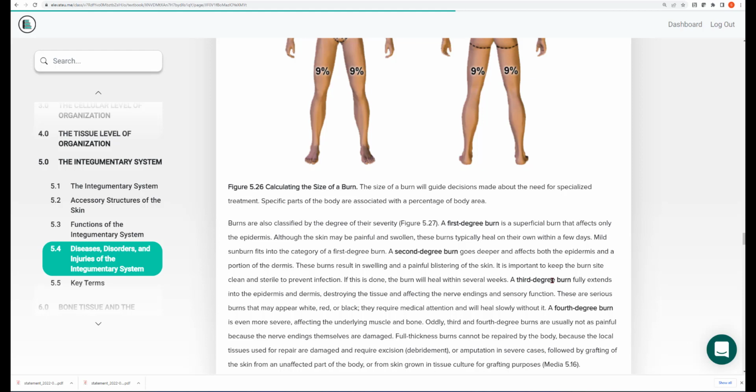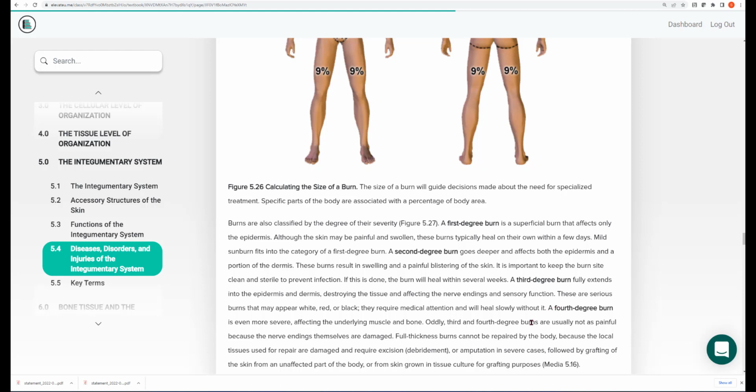Third degree burn. This is all of the epidermis is destroyed, and it goes down and destroys all of the dermis as well. It goes down, it destroys all the nerve endings and all the sensory functions of the skin. These are the most serious. They can appear all sorts of different colors. They require immediate medical attention. And some books will even talk, and this one does, about a fourth degree burn. A fourth degree burn is simply a more severe third degree burn where you actually are exposing muscle or bone.